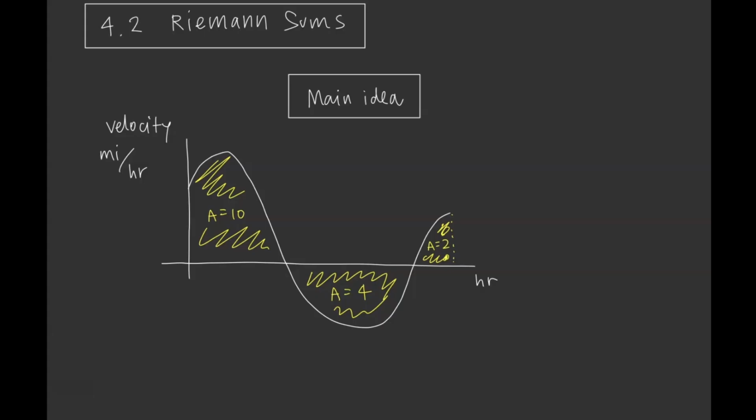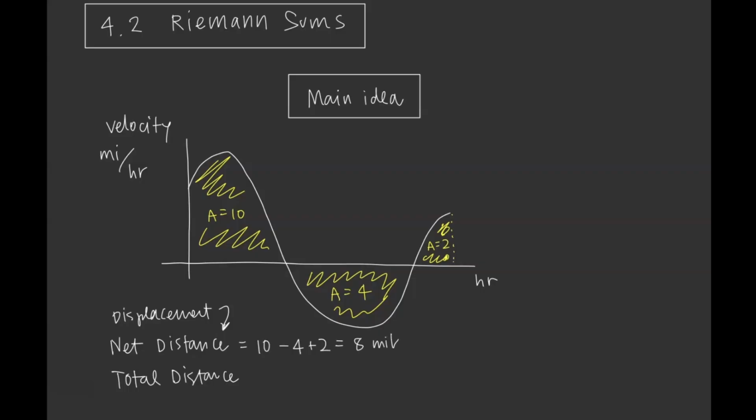So we do talk about net distance as opposed to total distance. Net distance is also displacement. So here, net distance or displacement is like where you are from where you started. And here you would be 10 minus 4 because you went backwards, or down 4, plus 2. So that would get you back to 8 miles in this case.